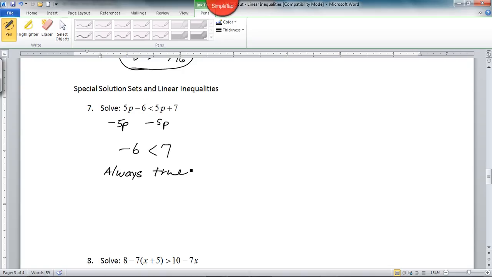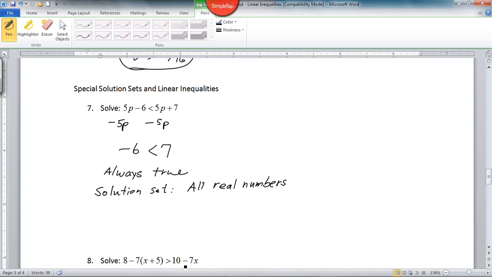We've seen that happen on equations before, but what about inequalities? Basically the same thing happens in an inequality that happened in an equation. If it's always true, the solution set is all real numbers. That's an always true statement, and any number for p would satisfy this inequality. So it's all real numbers.